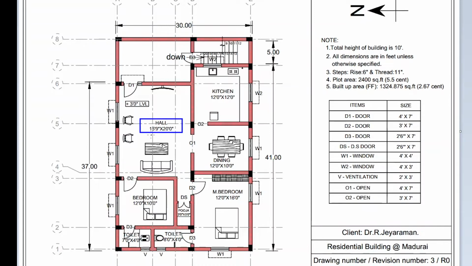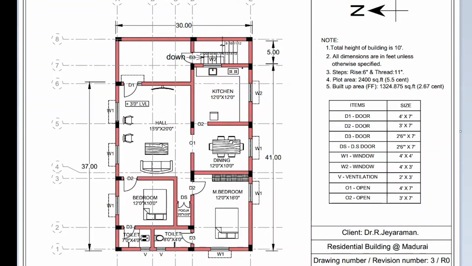If you look at this hall, the first dimension is 15 feet 9 inch by 20 feet. This 15 feet 9 inch represents the distance from this inner wall to this inner wall along the orientation of the text. This 20 feet is the distance from this wall to this wall perpendicular to the direction of the text.